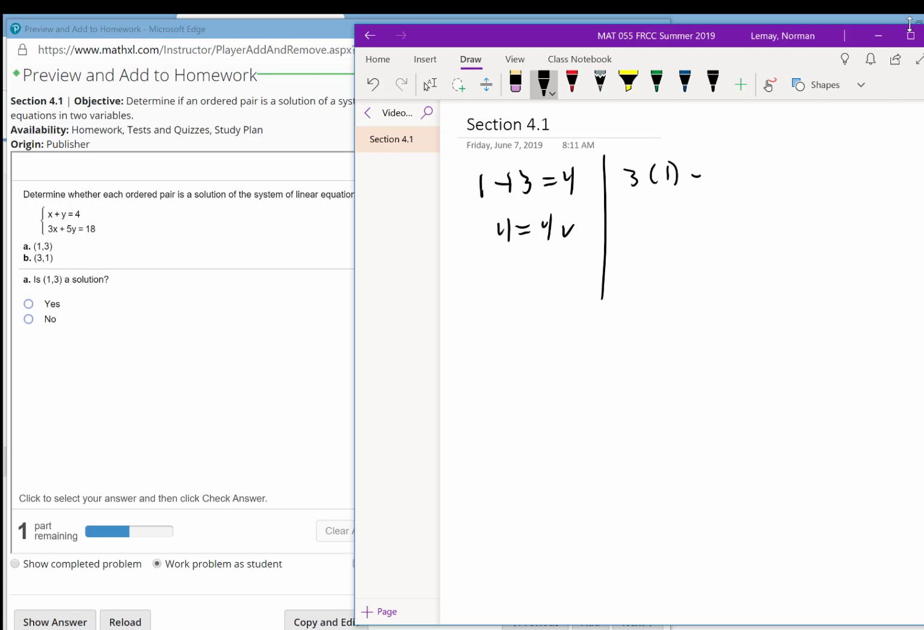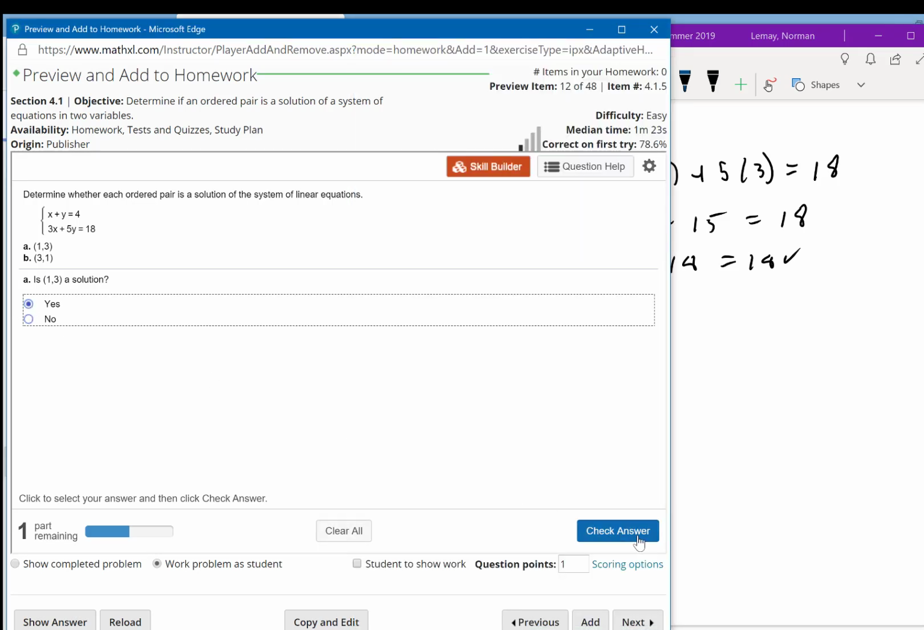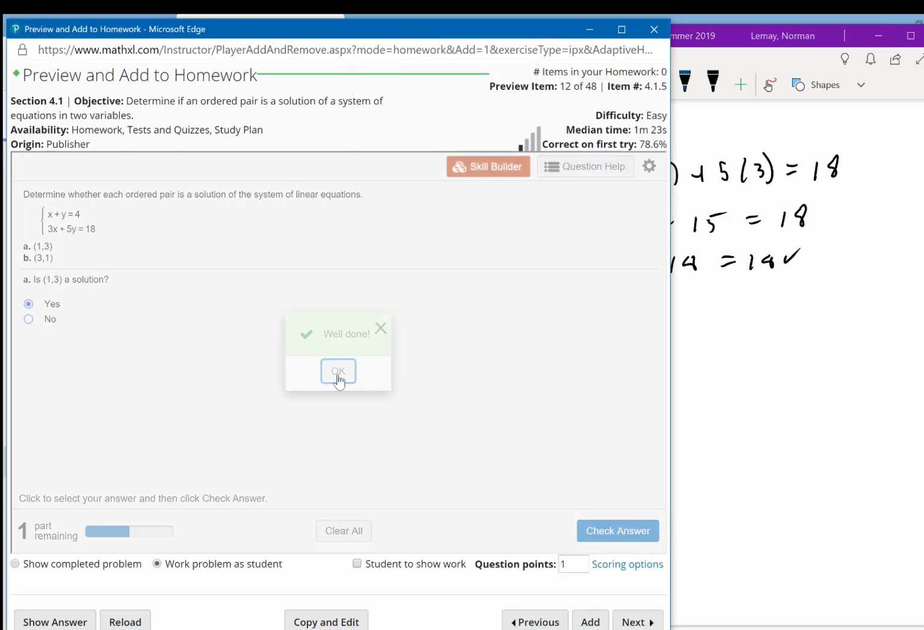And then if I substitute the 1, 3 into the second equation, then I get 3 times 1 plus 5 times 3. And the question is, does that equal 18? So notice that 3 times 1 is 3, and 5 times 3 is 15. And we want to know if that's equal to 18, and notice that 18 does equal 18. So the point 1, 3 does work, so we'll come over here in our MyMathLab, check, and notice that we got that one right.